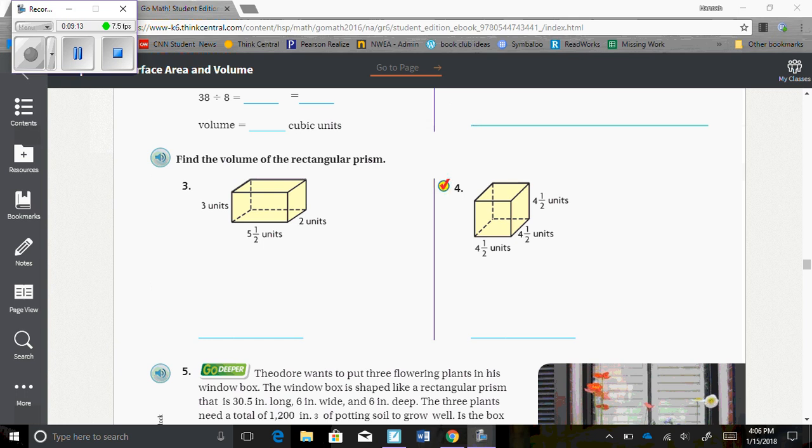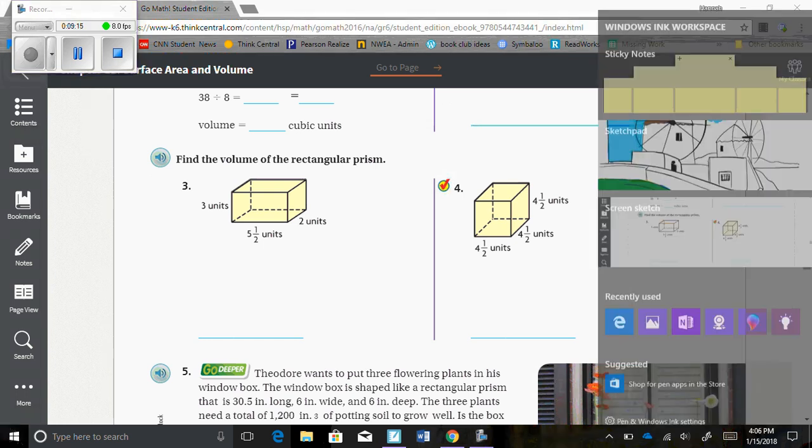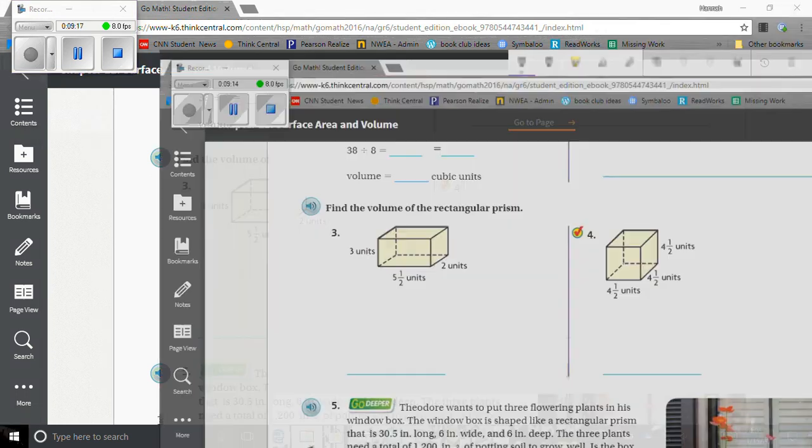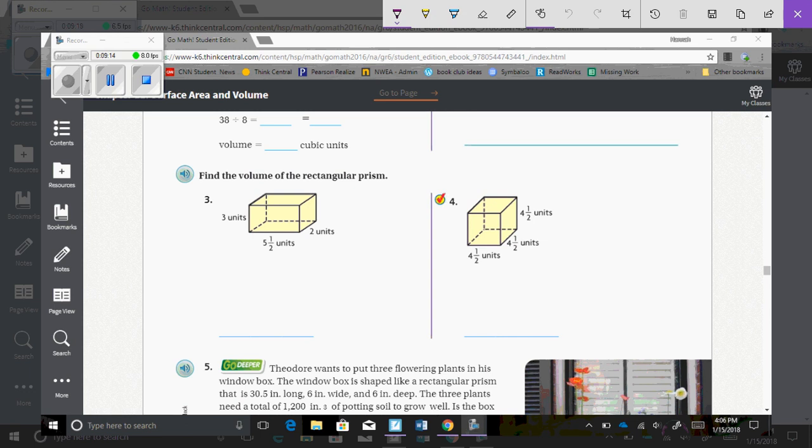And the last one we're going to look at is number 3. We'll go through one of those formats together. So find the volume of the rectangular prism. So I'm going to write my formula. Volume equals length times width times height. And I'm going to plug in what I know. Volume equals 5 1/2 times 2 times 3.